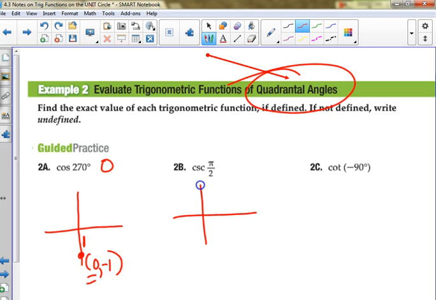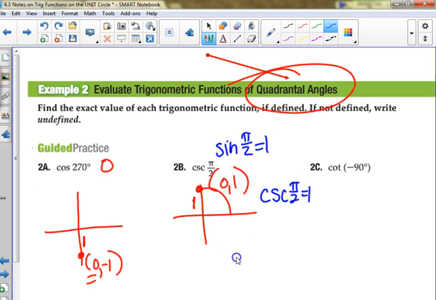Okay? Pi over 2. Pi over 2 is right here. The radius to that spot is 1, but the ordered pair is what? 0, 1. Okay. Cosecant means you find what first? The sine. Okay? The sine at pi over 2 is the y value, so it's 1. But cosecant means we do the reciprocal. What happens when you flip 1 over? You still get 1, right?